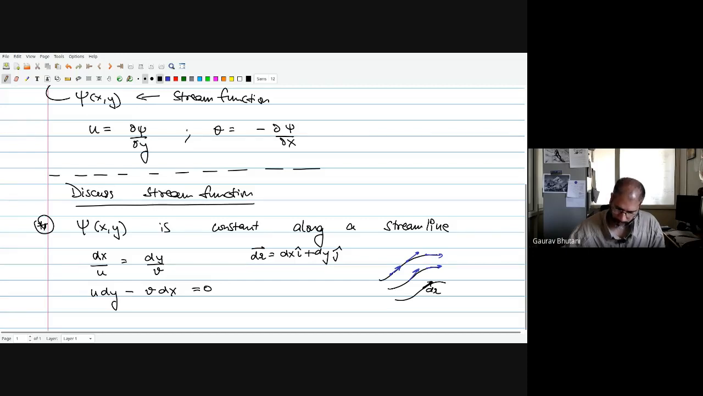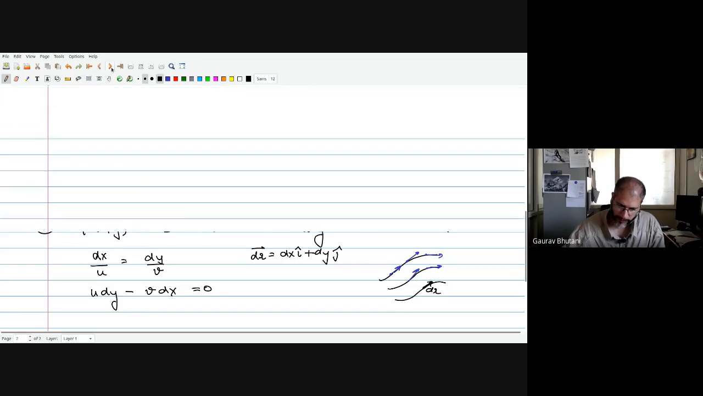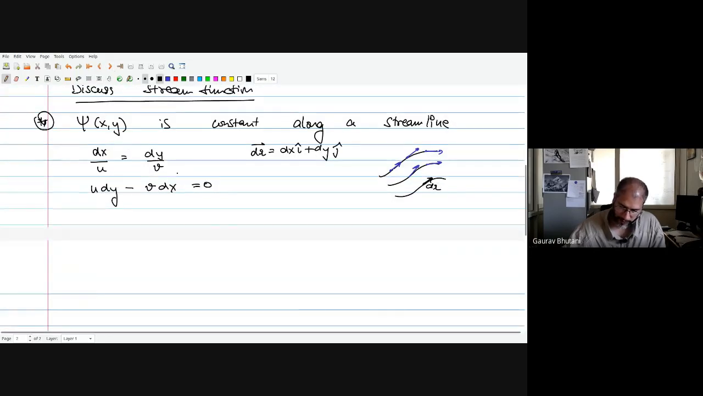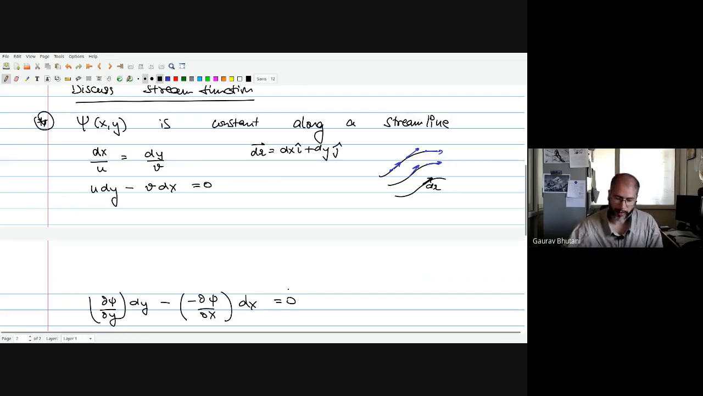Okay. Now let's substitute the definition of stream function. So we know that u is given as del psi by del y, and v is minus del psi by del x. Right. So what we have done is we have started with the equation for streamline, and we are seeing what happens if we work with the stream function approach.